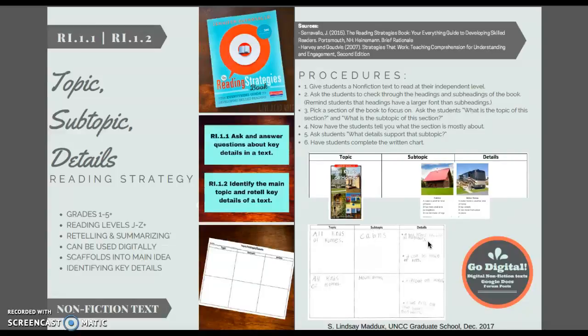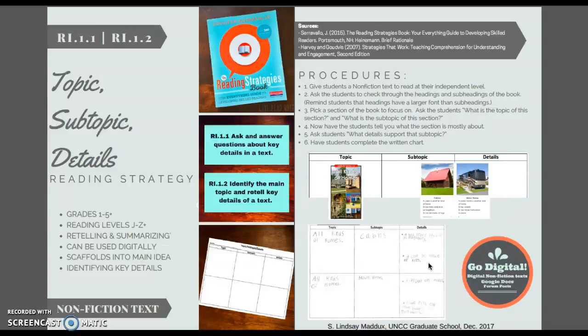And then what we did is we've really been working on going back to the text and pulling details. So I had the students find at least 2 details that supported their subtopic, cabins, as being a kind of home. So when going back through, they were able to pull details from the text and then pull them down here. I did allow them to write more than 2 if they could find more than 2.